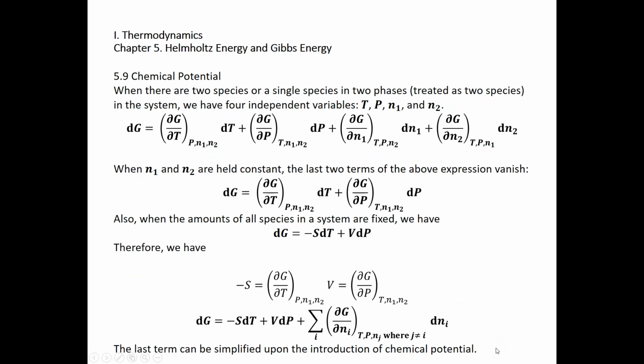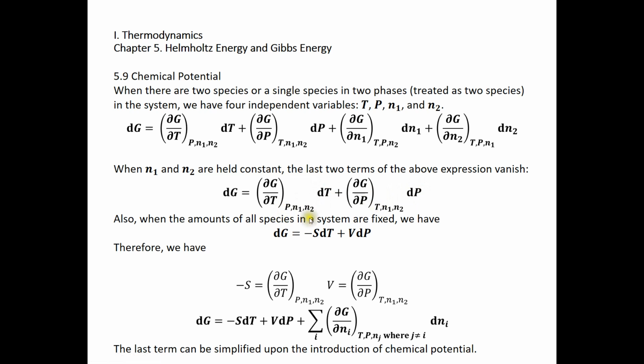So again, when there are two species or a single species in two phases, they should be treated as two species in a system. We have four independent variables. Again, G depends on temperature, pressure, N1, and N2. Now, what if we hold N1 and N2 constant? In that case, dG is simply ∂G/∂T times dT plus ∂G/∂P times dP. Over here, again, N1 and N2 are constant. For the dT term, we hold P constant. For the dP term, we hold temperature constant.